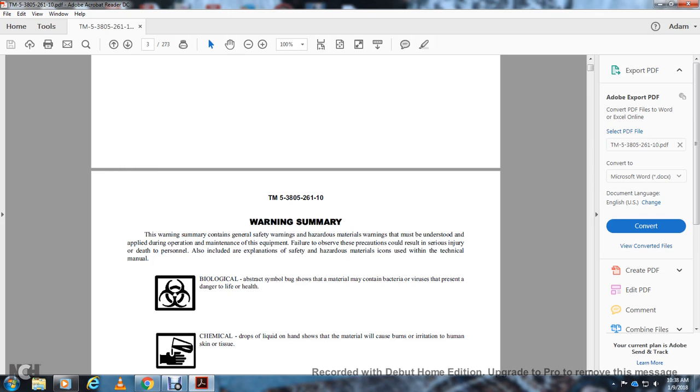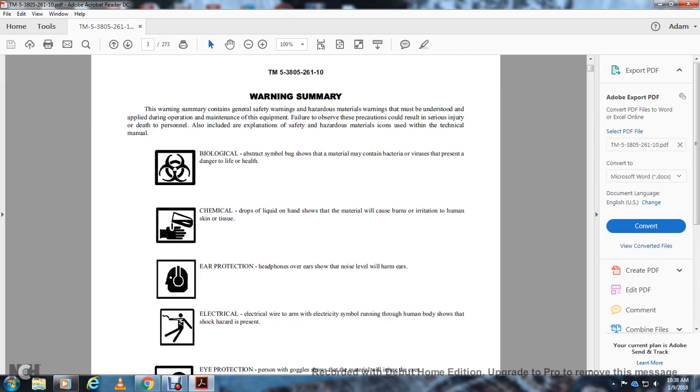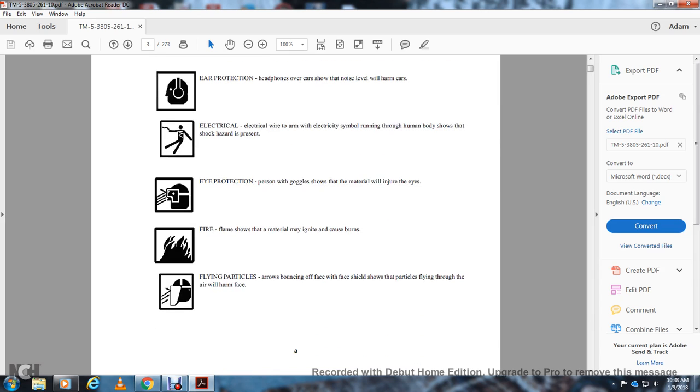Biological. The abstract symbol of a bug shows that the material contains bacteria or viruses that present a danger to life or health. Chemical. Drops of liquid on a hand show that the material will cause burns or irritation to human skin tissue. Ear protection. Headphones over the ears show that the noise level will harm the ears. Electrical. Electrical wire to the arm, with the electrical symbol running from the human body, shows that a shock hazard is present. Eye protection. A person with goggles shows that the material may injure the eyes. Fire. The flame shows that the material may ignite and cause burns.